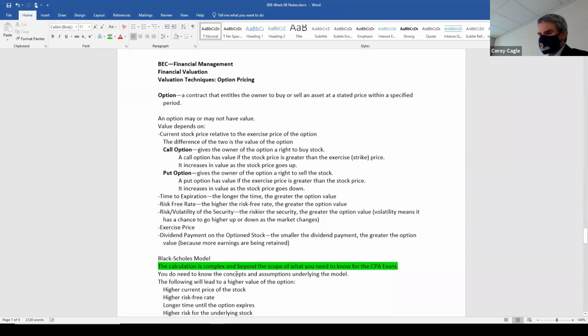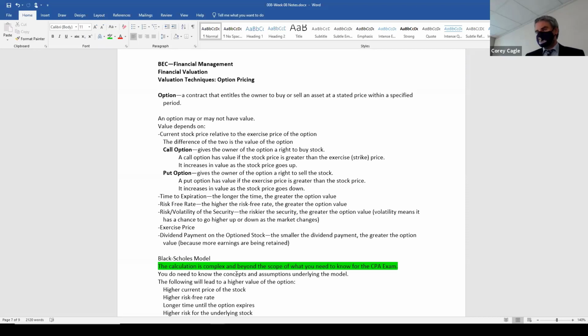Option pricing. Okay. So concepts here, easy concepts. You'll get a feel for what they're looking for on this. So an option, I think we know what it is. Whoever owns an option has the ability to exercise it. They don't have to, but they have the ability to. Depending on what type of option it is, they'll have the ability to buy a certain thing at a certain price, or they might have the ability to sell a certain thing at a certain price.